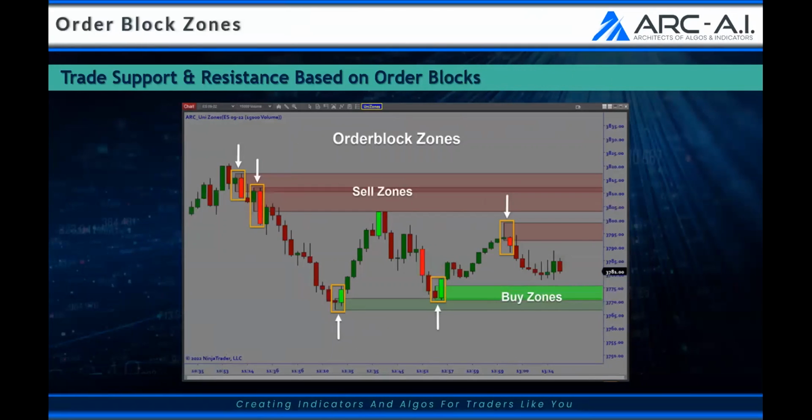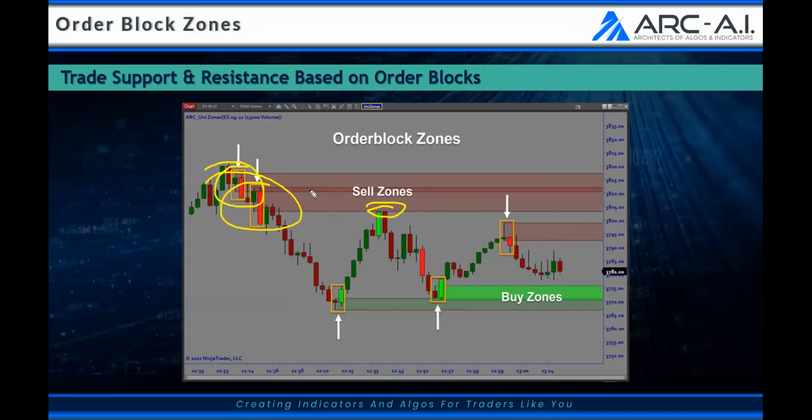Moving right along, we've got support and resistance based on order blocks. And again, this is a very, very powerful concept. Once you understand how to trade this, it can provide some seriously incredible trades. I've been trading this one personally for a little bit now, and I'm really enjoying it and really starting to get the hang of it. I think there are some really incredible trades with this software.